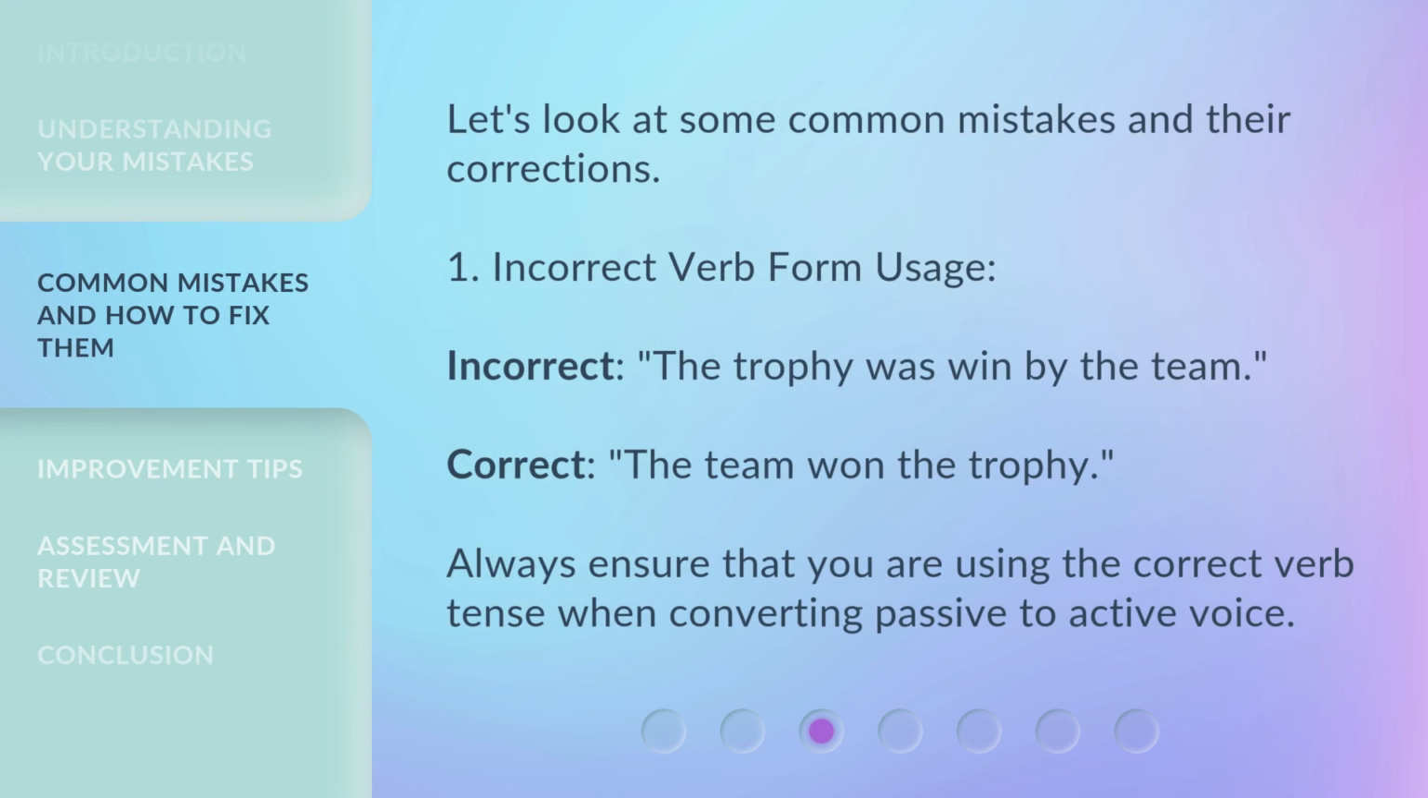Let's look at some common mistakes and their corrections. 1. Incorrect verb form usage. Incorrect: The trophy was won by the team. Correct: The team won the trophy. Always ensure that you are using the correct verb tense when converting passive to active voice.